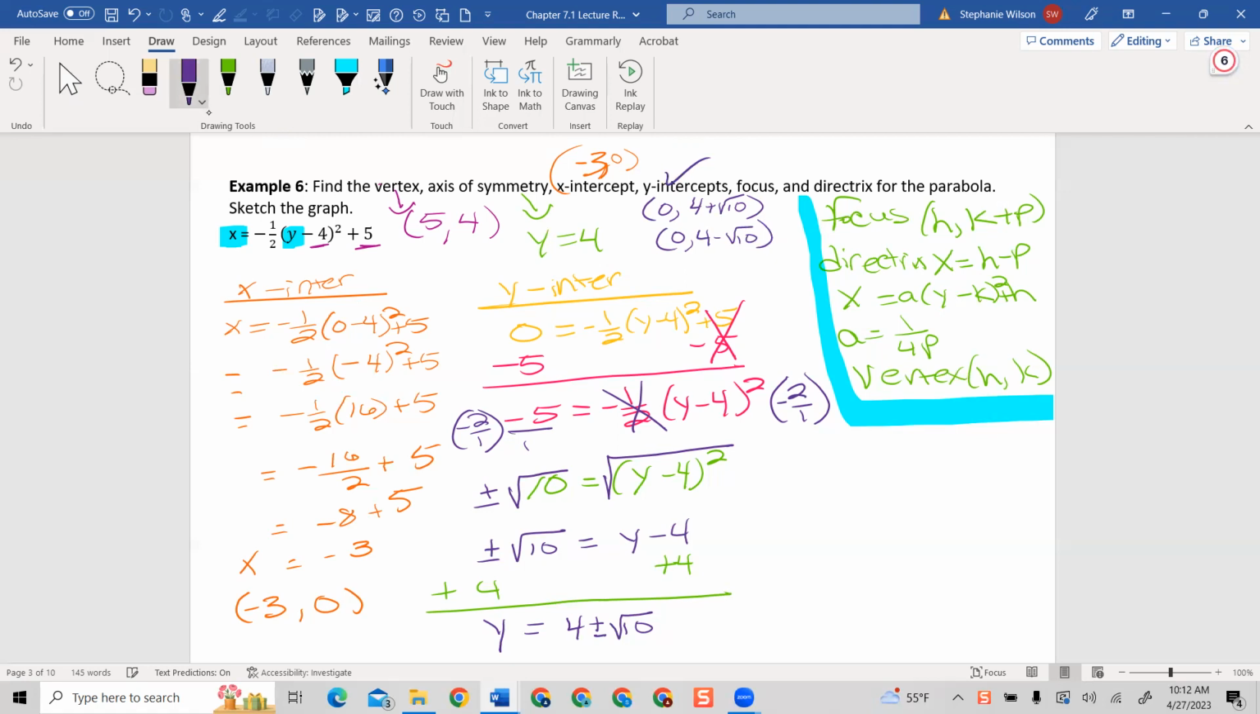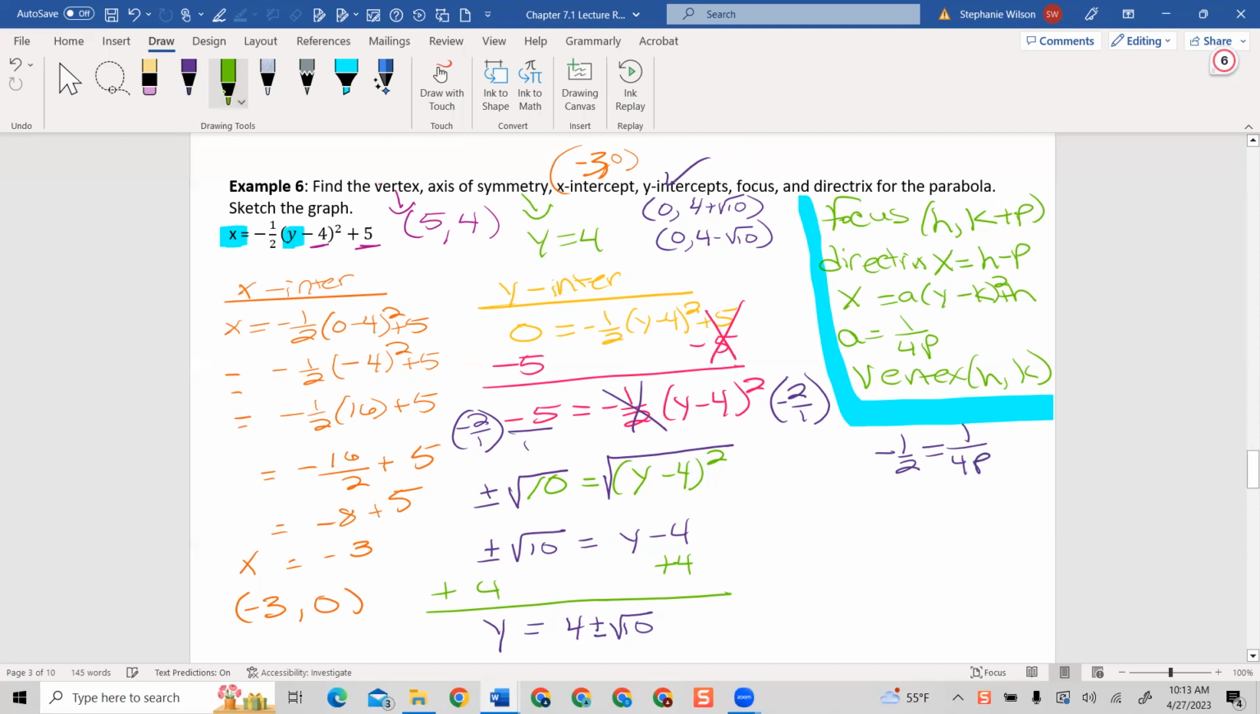Now, let's figure out what our focal point is, right? We talked a little bit about it. We kind of saved it for last for whatever reason. You could have done it first. That's all right. If you notice, though, in the formula to find the focal point, it has P involved, and we don't know what P is. So we're going to use A equals 1 over 4P to find P. Well, I know what A is. A is a negative half. I'm going to set it equal to 1 over 4P.